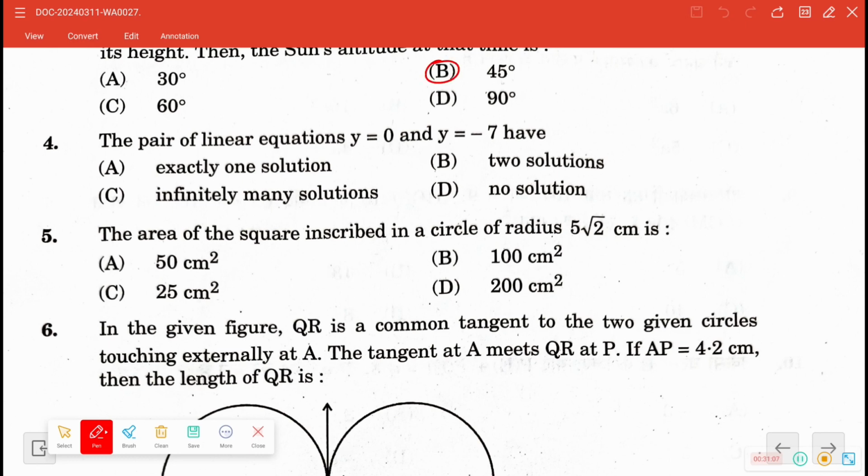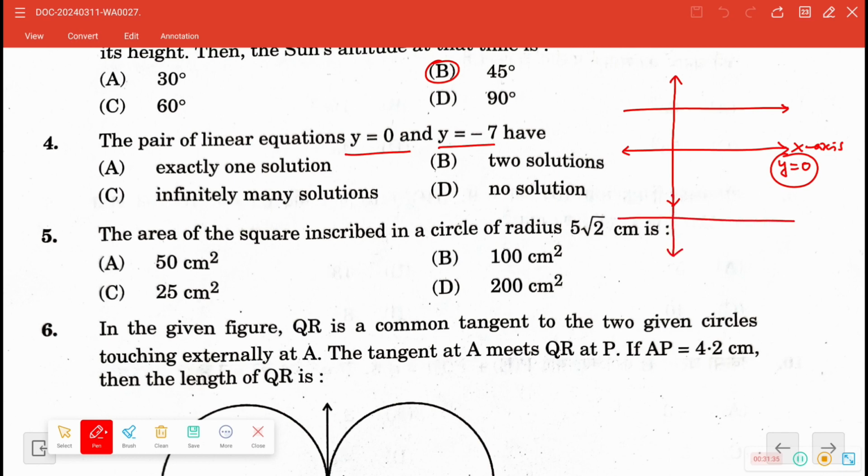Now this is the new question. Y is equal to 0, y is equal to minus 7. How are the two lines related? You have to know that y is equal to 0 is nothing but the x-axis. It is the equation of the x-axis. Y is equal to minus 7 means it is a line parallel to the x-axis, downwards, which passes through minus 7. This is the equation y is equal to minus 7.